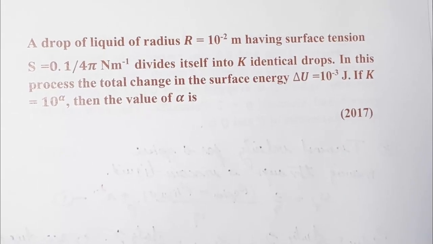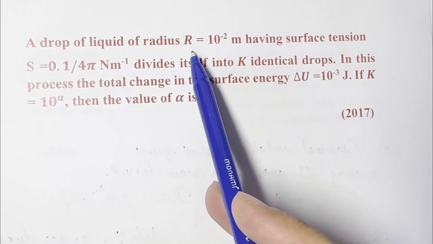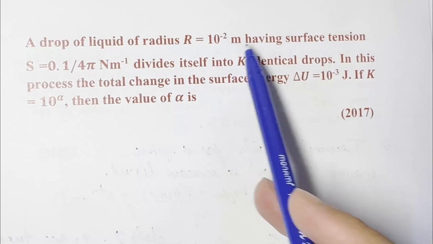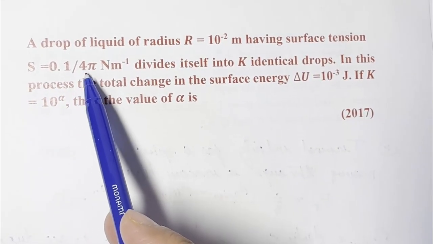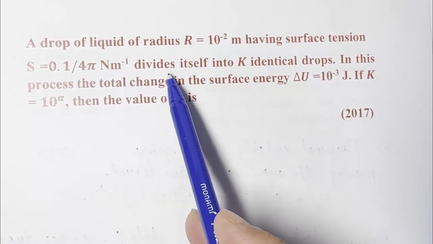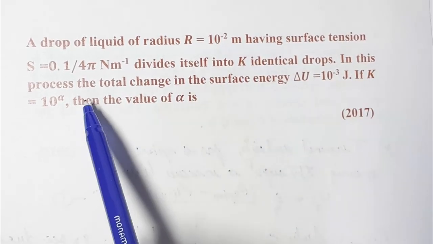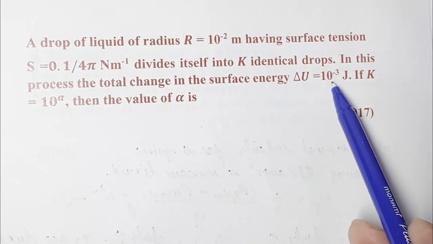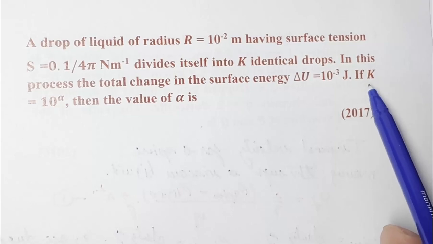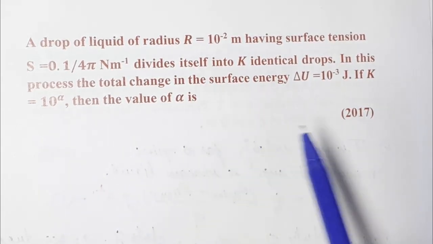Hello friends, today's question. A drop of liquid of radius r equal to 10 to the power minus 2 meter, having surface tension S equal to 0.1 by 4 pi Newton per meter, divides itself into k identical drops. In this process, the total change in surface energy, that is delta U, is 10 to the power minus 3 joules. If k is 10 to the power alpha, then the value of alpha is.